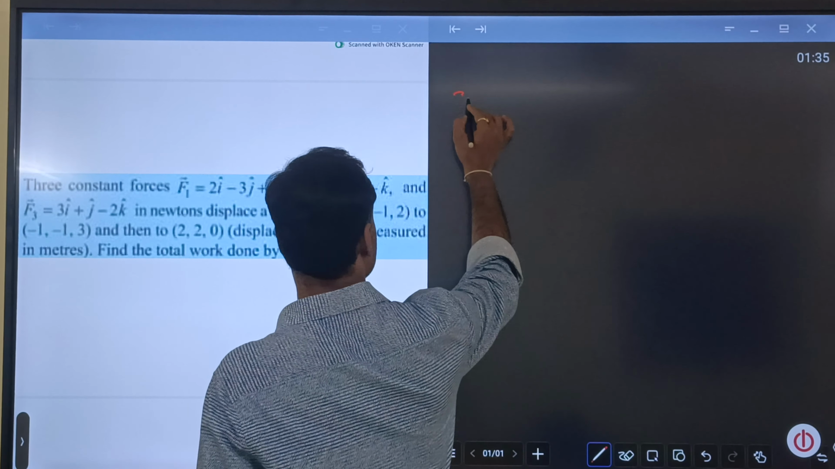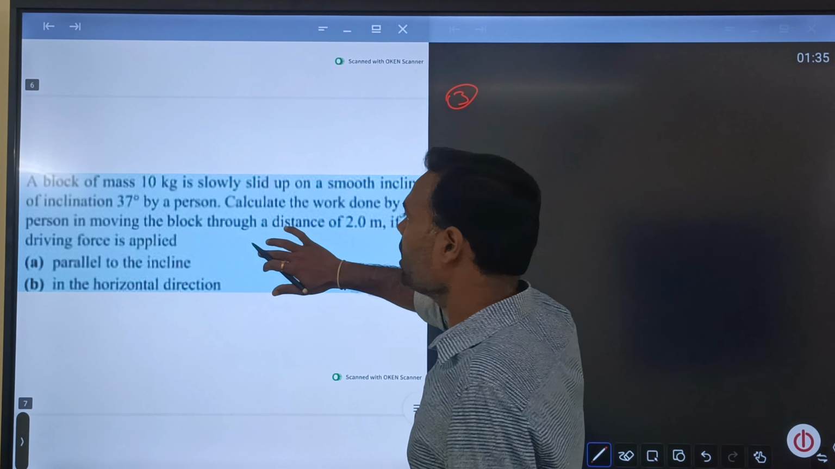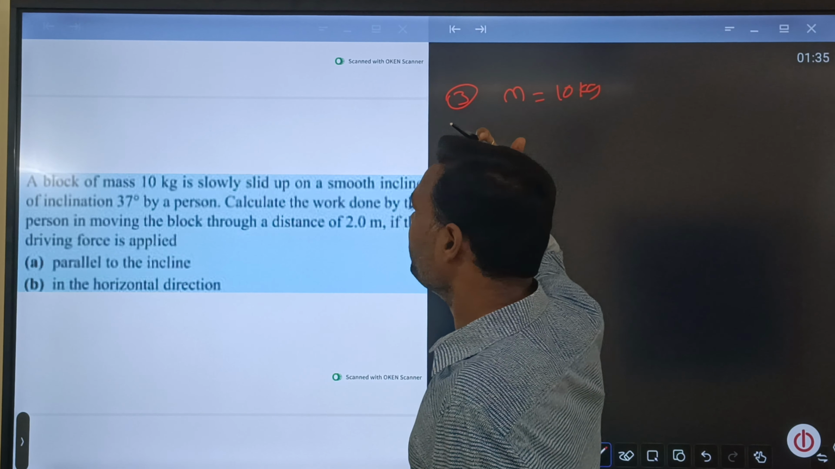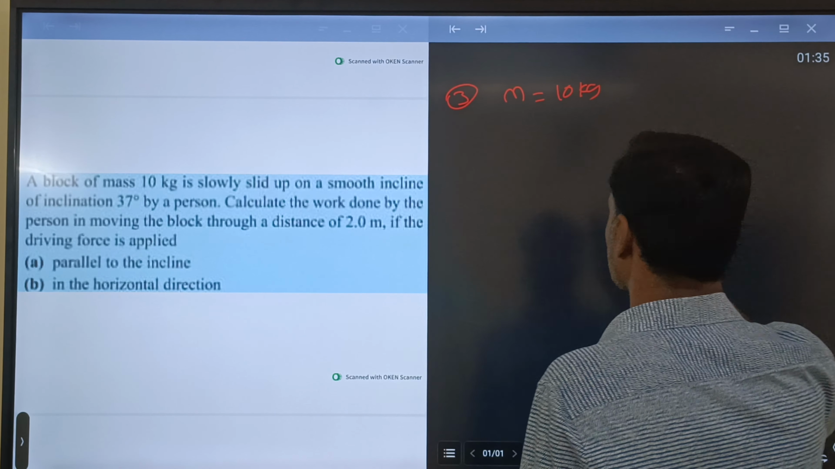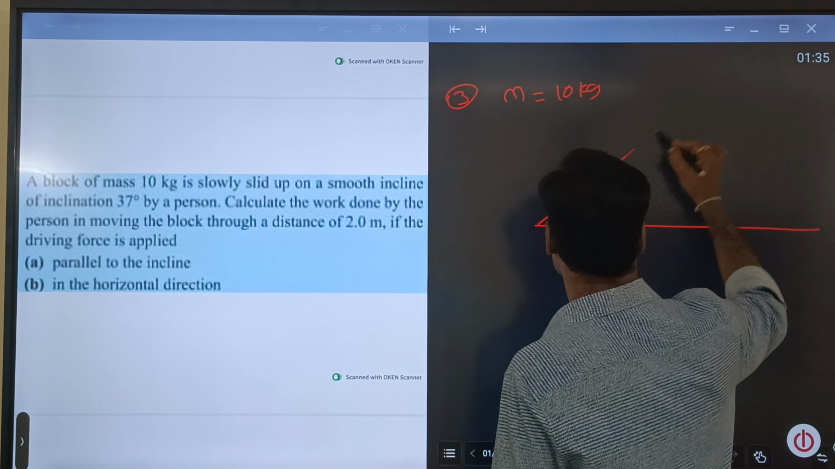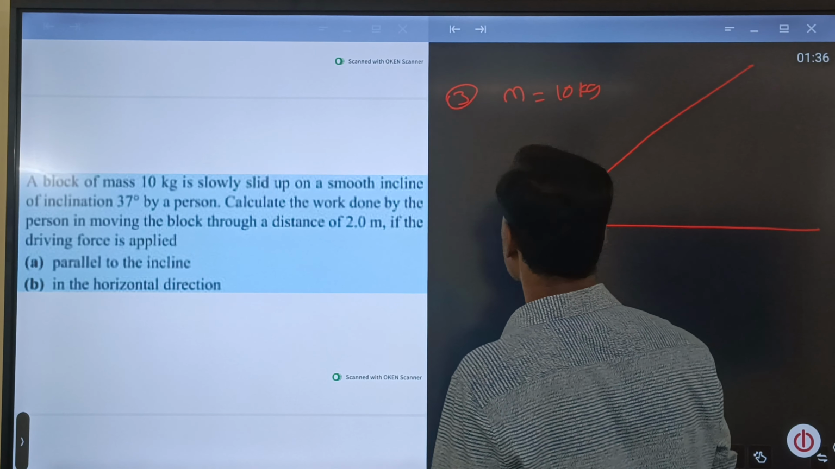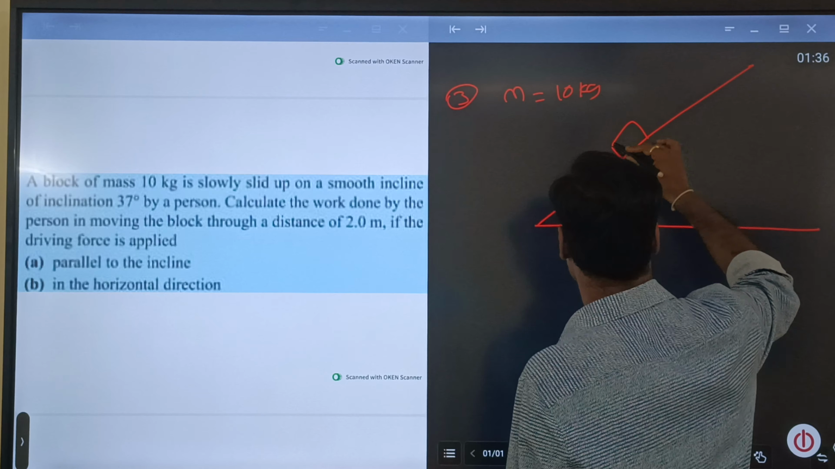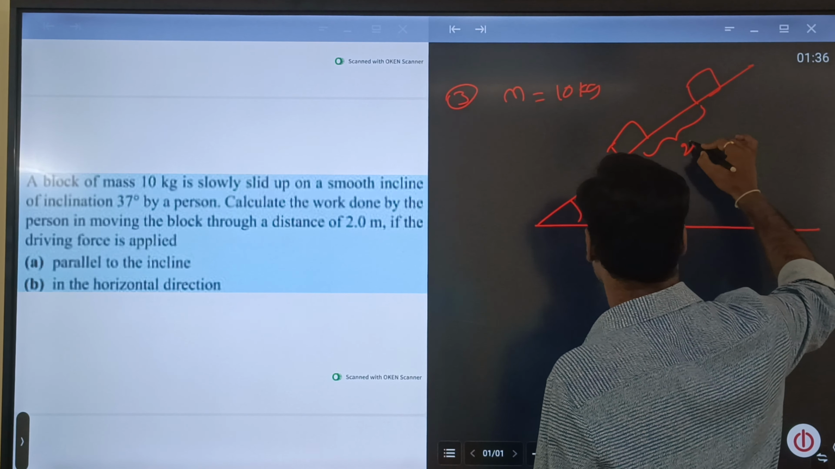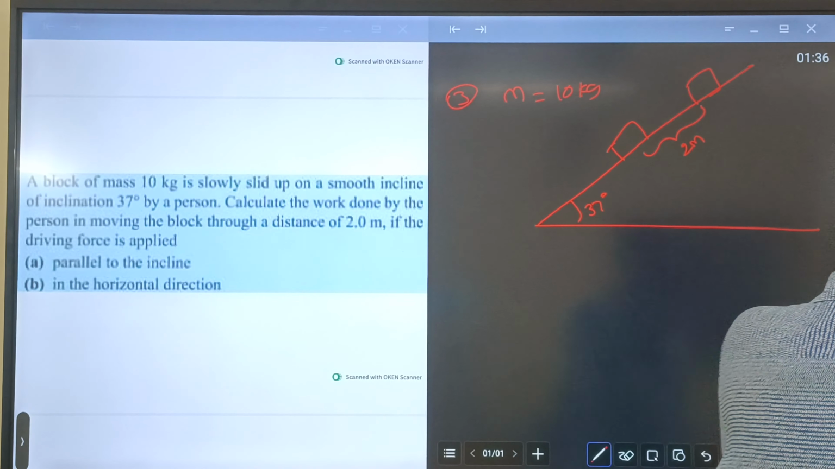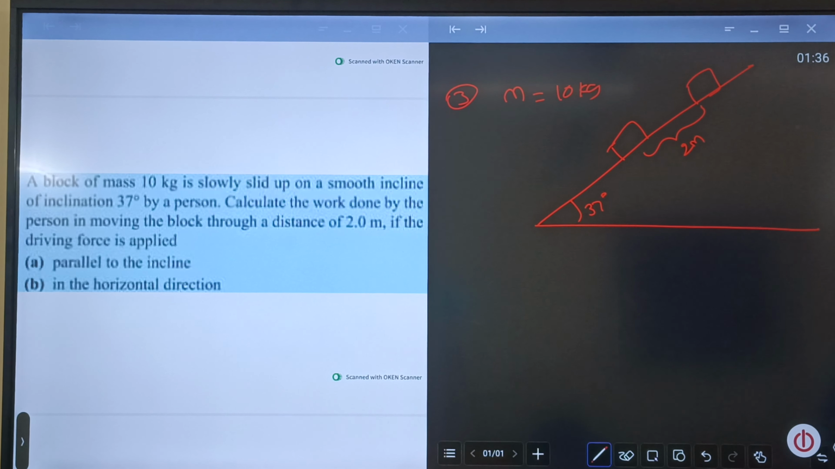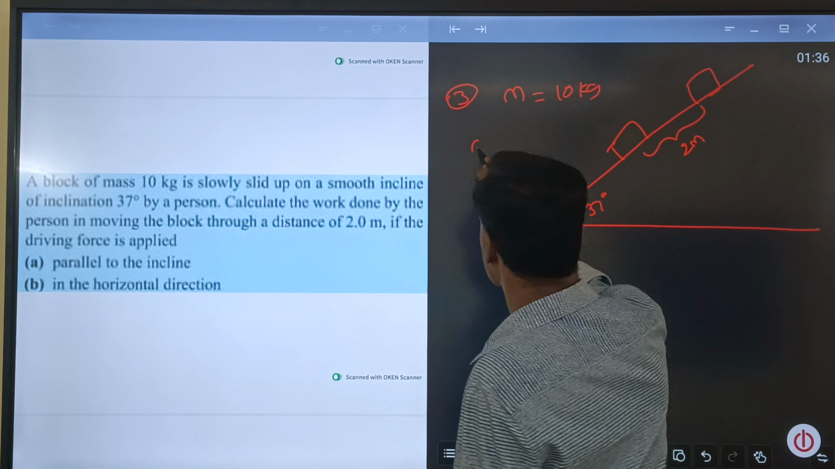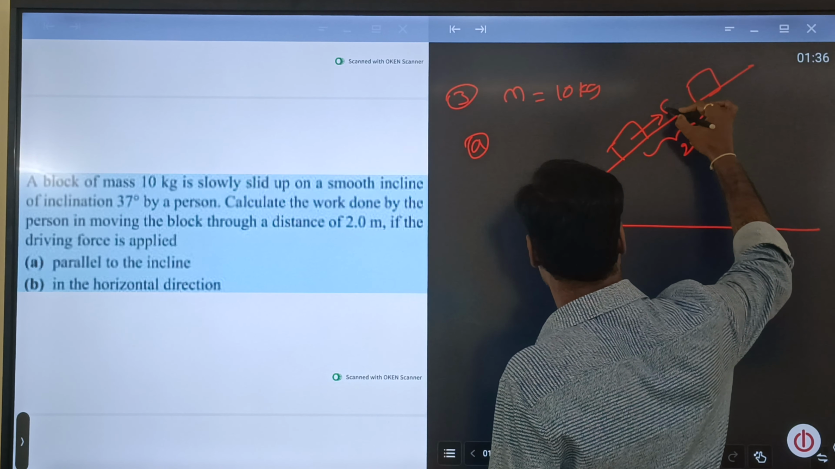Third question, a block of mass m is equal to 10 kg slowly slides up on a smooth inclination of 37 degrees. Calculate the work done by the person moving the block through a distance of 2 meters. This block is being moved through 2 meters, if the driving force applied is parallel to the incline. Question A, driving force is applied parallel to the incline.